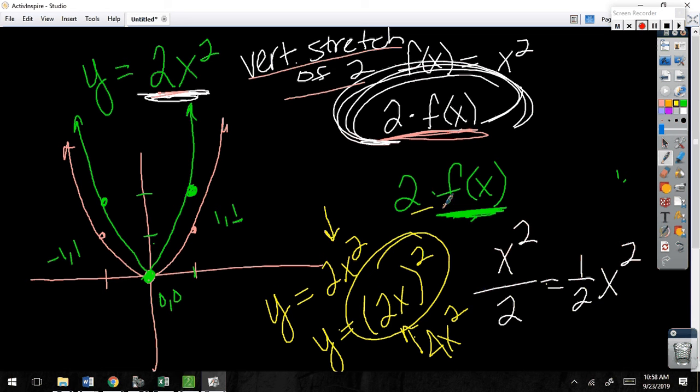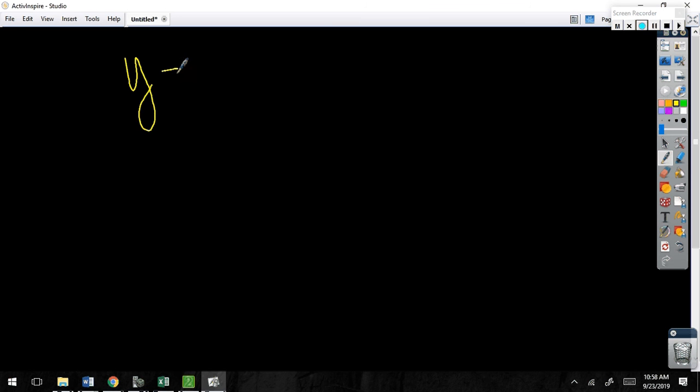2 times f of x is saying just throw a 2 in front of the whole equation. It's still there, it's just on the x. All right, look, here's another one. Look at this one. What type of dilation and why?